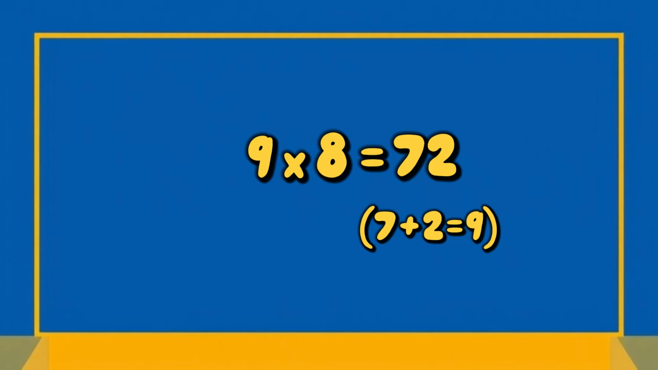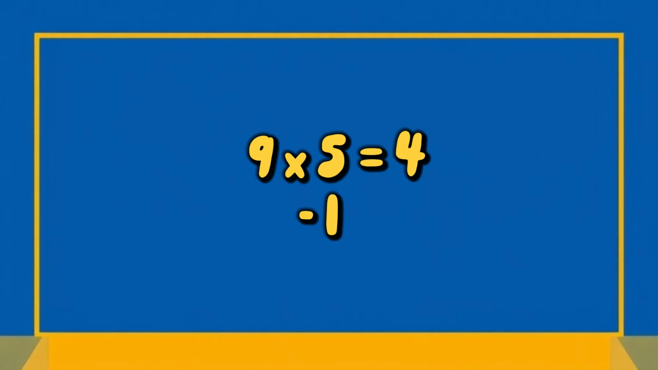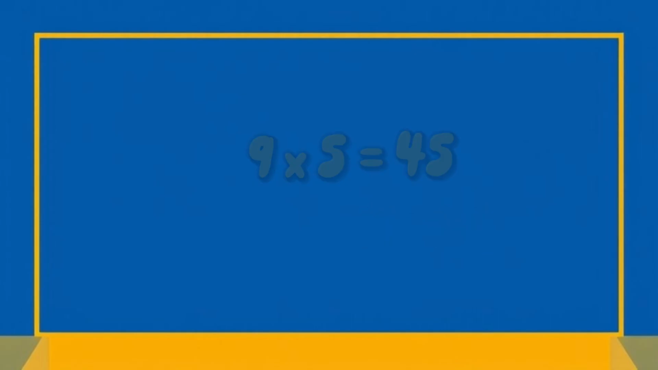Let's look at one more example. 9 times 5. Subtract 1 from 5 and you get 4. That's the first number in our answer. Now to find the second number, make sure it totals 9. 4 plus 5 equals 9. So that's our second number, and that also gives us the answer. 9 times 5 equals 45.